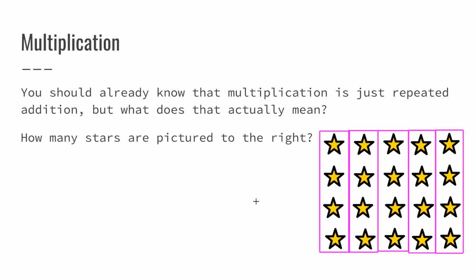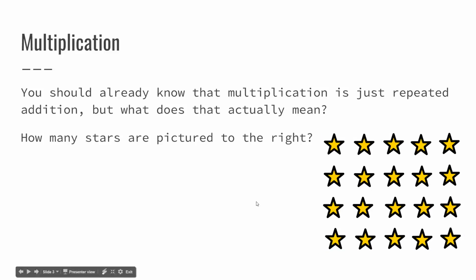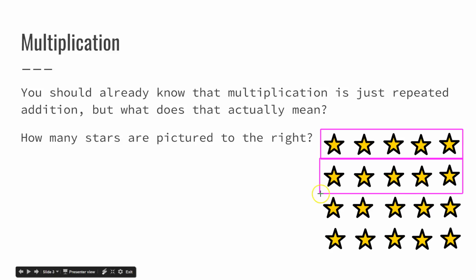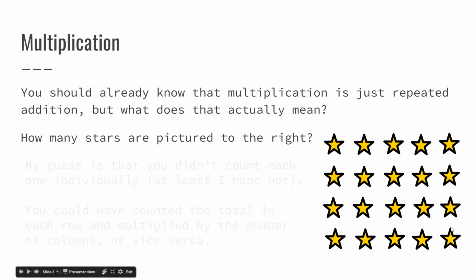You repeatedly added. Another way you could look at this is instead of columns, rows. Say, all right, well, I have a row at the top. So the row at the top here has 5 stars in it. This row has 5 stars. This row has 5 stars, and this row has 5 stars. And then you can say you have 1, 2, 3, 4 rows of 5. So if you repeatedly add 5 over and over again, you're also going to get 20. 5 plus 5 plus 5 plus 5 gets you 20.